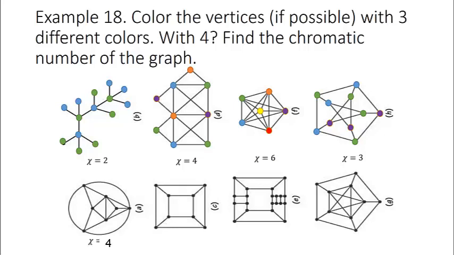So we have chromatic numbers of 5, 2, 2, and 5. And here are valid colorings using the chromatic number I suggested.